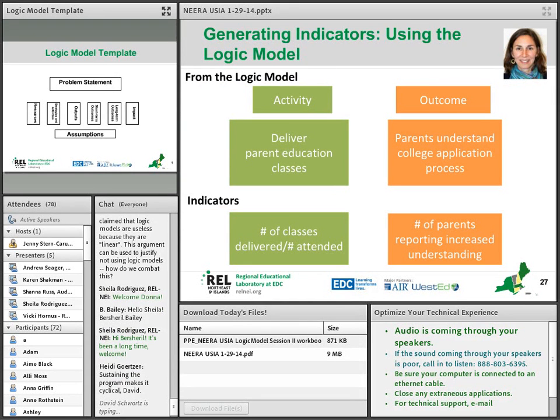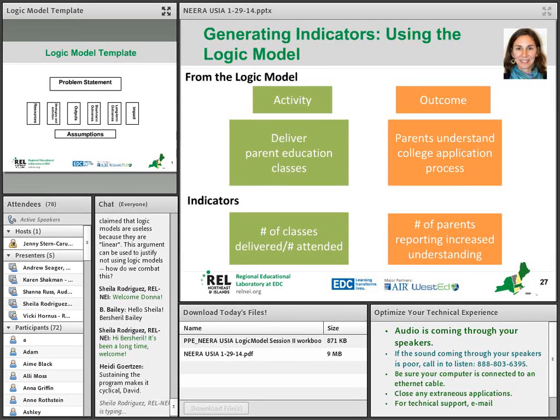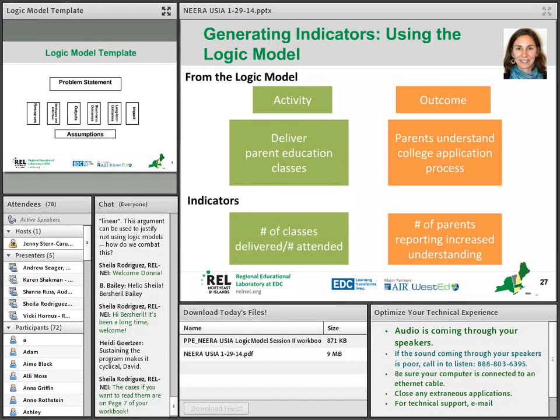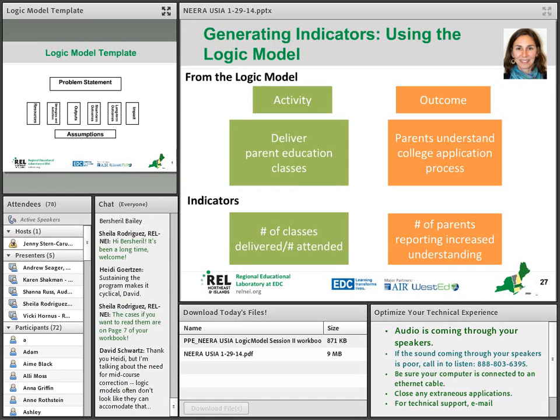If you have an activity within a larger strategy of parent engagement, and that activity is to deliver a set of parent education classes, then a related indicator of success for that activity might be the specific number of classes that were delivered or the number of parents who attended those classes. Those would be indicators related to the strategy and activity section of that logic model.